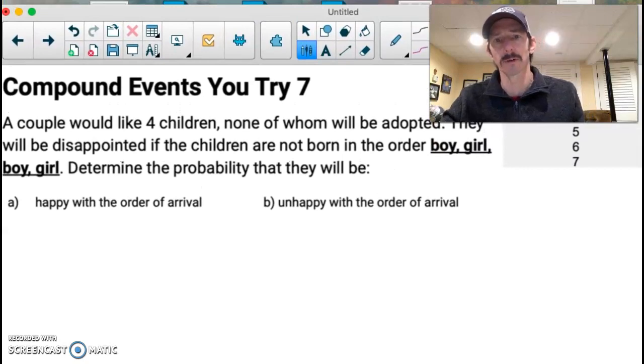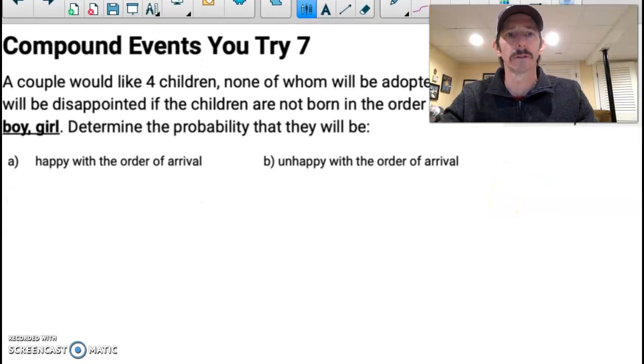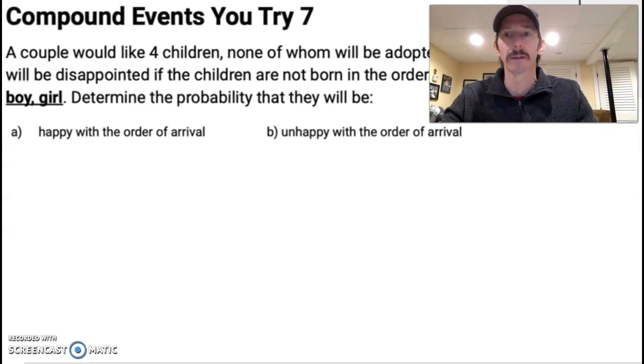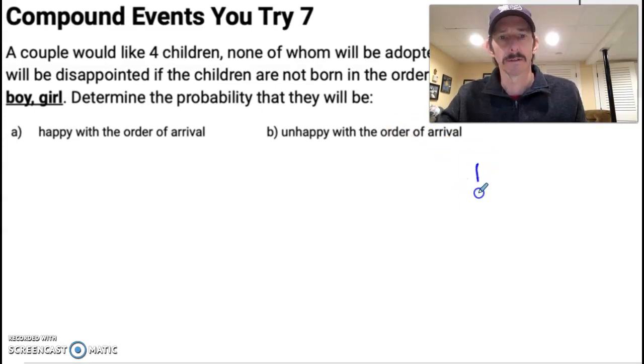A couple wants to have 4 kids, none of whom will be adopted, and they will be disappointed if the children are not born in this very particular order. Boy, girl, boy, girl. Like they like patterns. Determine the probability that they will be happy and then unhappy. So it's going to kind of put a couple things together. So basically they want to have a boy and then a girl and then a boy and then a girl. And I will tell you, we're going to use the idea theoretically that there's a 50-50 shot of having either gender. So we want boy, girl, boy, girl.